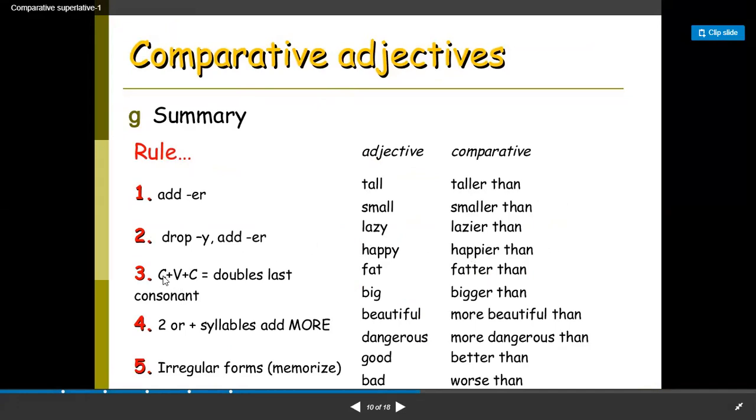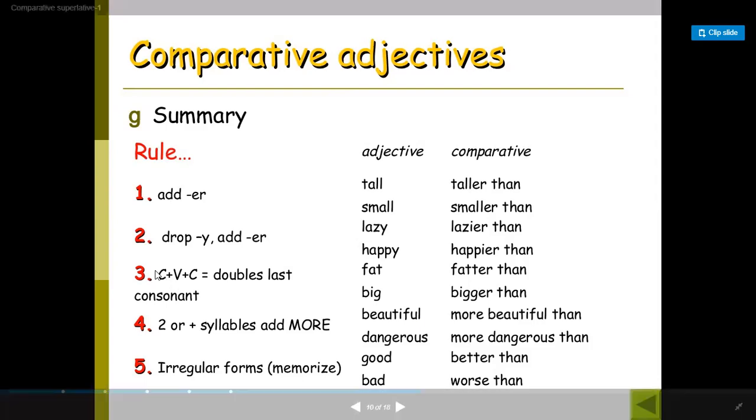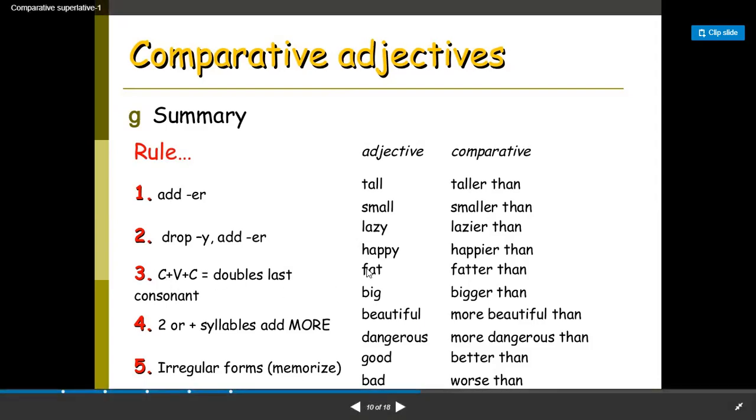And then if we have an adjective that has consonant, vowel, consonant, like fat, fit, big, what we are going to do is double the last letter and add er. Then it will become fatter, bigger, fitter.